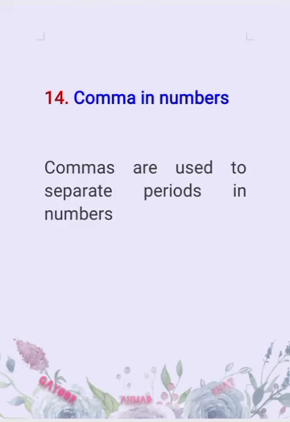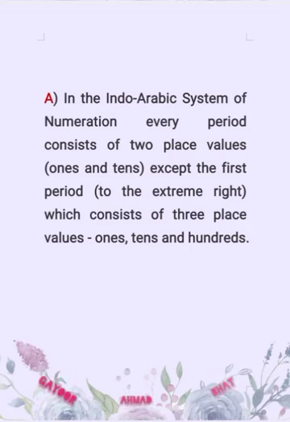Point number 14. Use of comma in numbers. Dear friends, commas are used to separate periods in numbers. Friends, in the Indo-Arabic system of enumeration, every period consists of two place values, ones and tens, except the first period to the extreme right, which consists of three places, ones, tens and hundreds.